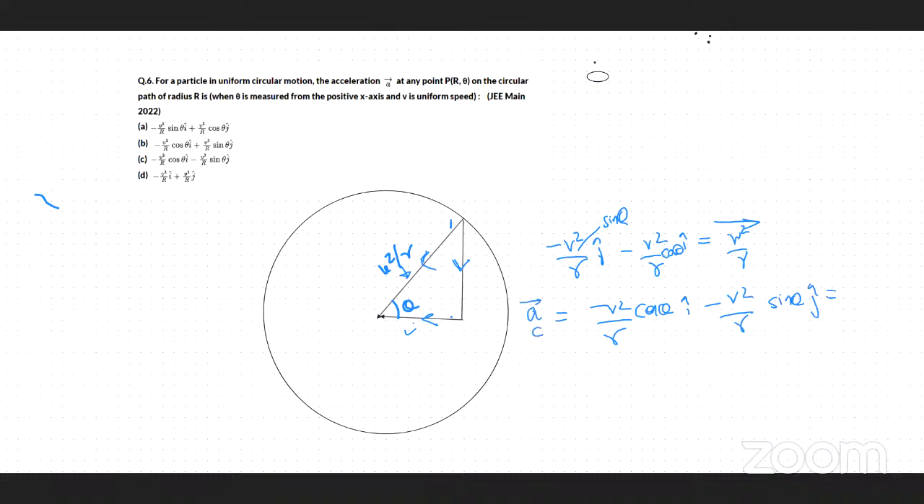सेंट्रीपिटल फोर्स को बेसिकली आई और जे में तोड़ दिया इसने. टेल मी इफ इट वाज टफ. इट वाजंट, राइट? थोड़ा सा वेक्टोरियली अगर सोचे बंदा तो डूएबल है. नहीं? Yes, sir. ओके.